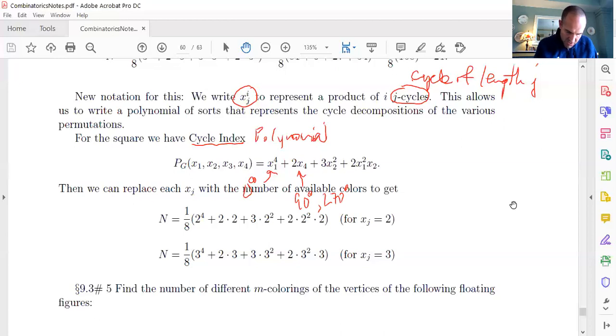Okay, so there are 2 of those. And by the way, there's a little invisible 1 up here that we just don't write down, because it's a 1, right? Okay. What about products of 2 cycles? We had a couple of permutations like that, didn't we?